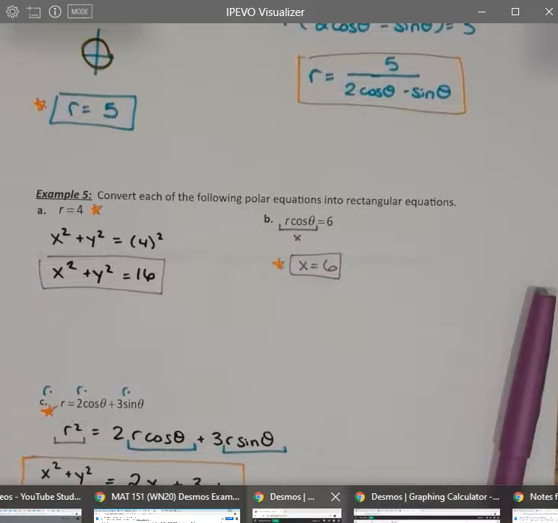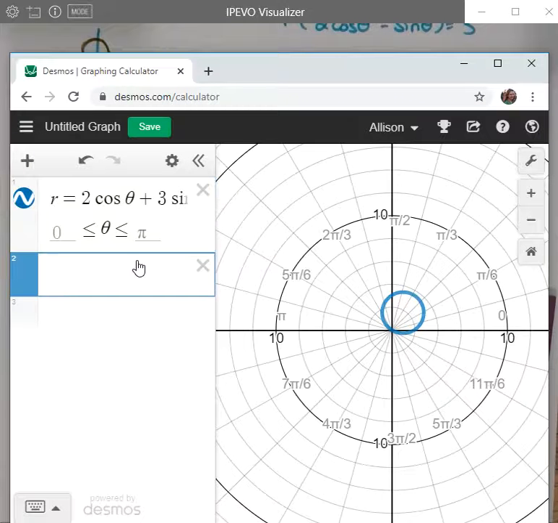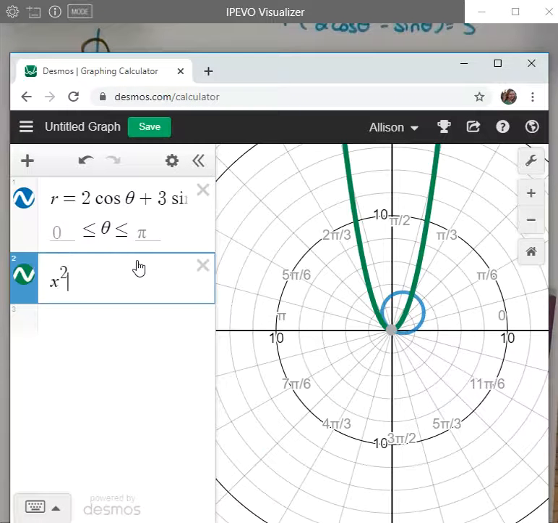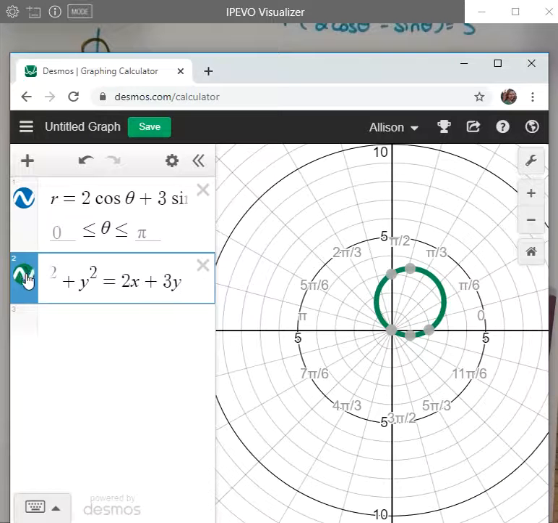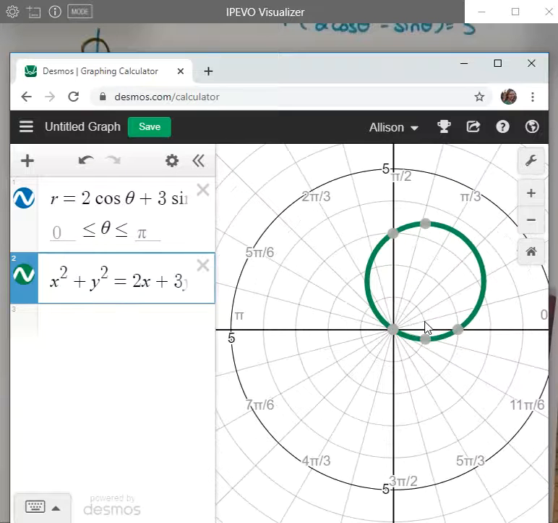Instead, if I type in the rectangular version, x squared plus y squared equals 2x plus 3y, again we can see that we have the same circles. We've got that overlap on them, so they're the same thing again, which is good. We can represent them both. It's a circle that's not centered at the origin, which is why it's not just r equals a number. It's got to be off-centered.